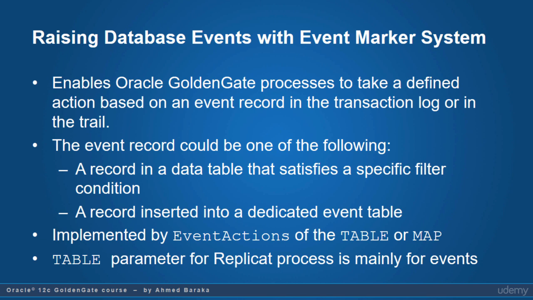The whole system is implemented by simply the event actions option of the table or map parameters. So far, you know that we use the table parameter for the extract process and the map parameter for the replicate process. And yes, both of them have the event actions option that you use to configure the event marker system. However, there is actually a table parameter for the replicate process, but that parameter is mainly used only for configuring the events. I will show you an example of using this parameter later.